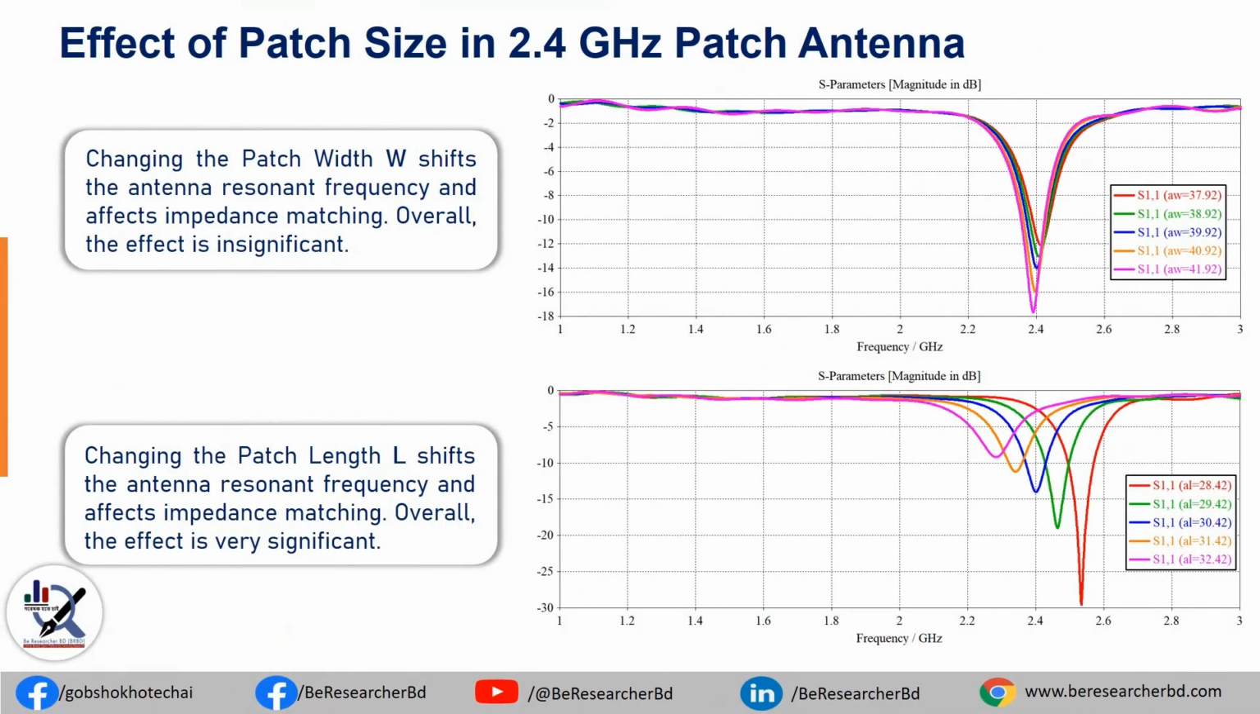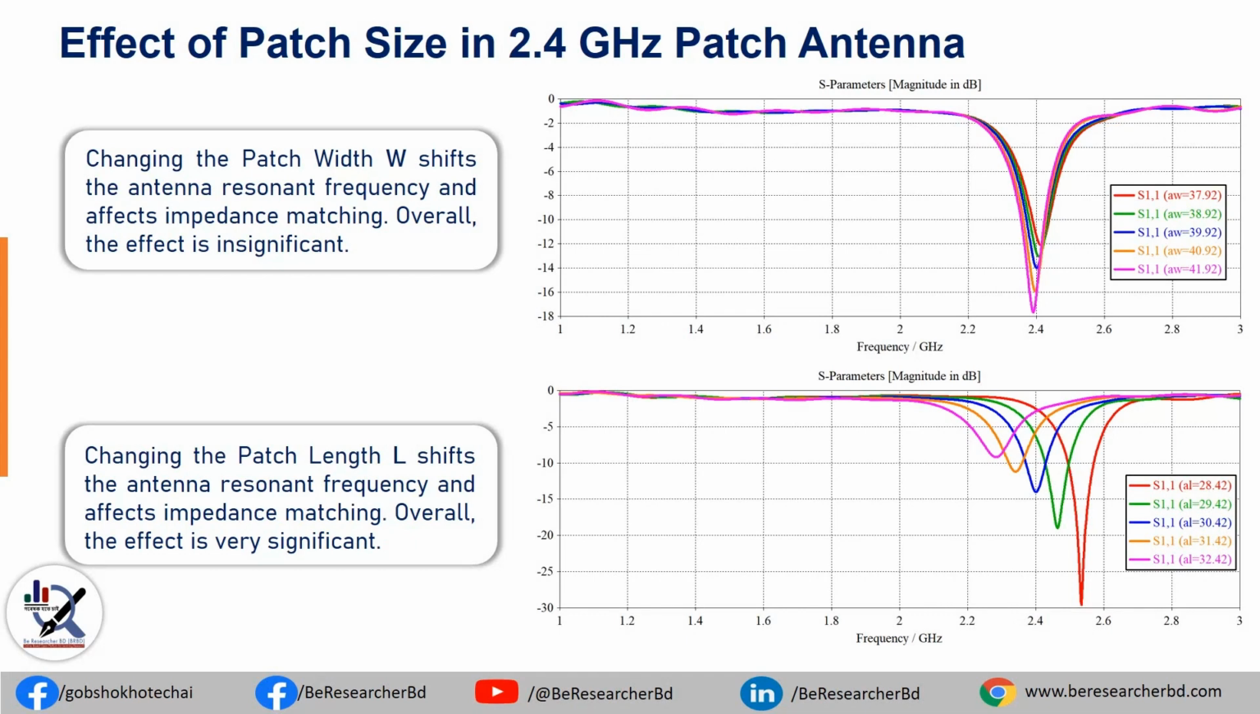Let's examine the detailed effects of patch dimensions on a 2.4 GHz patch antenna. Those who are wondering, how do I get these results? Don't worry. In the next lecture, I will demonstrate how to get these results from CST Microwave Studio software. The graph at the upper right corner shows the effect of patch width on antenna performance. Changing the patch width W shifts the antenna resonant frequency and affects impedance matching. Overall, the effect is insignificant.